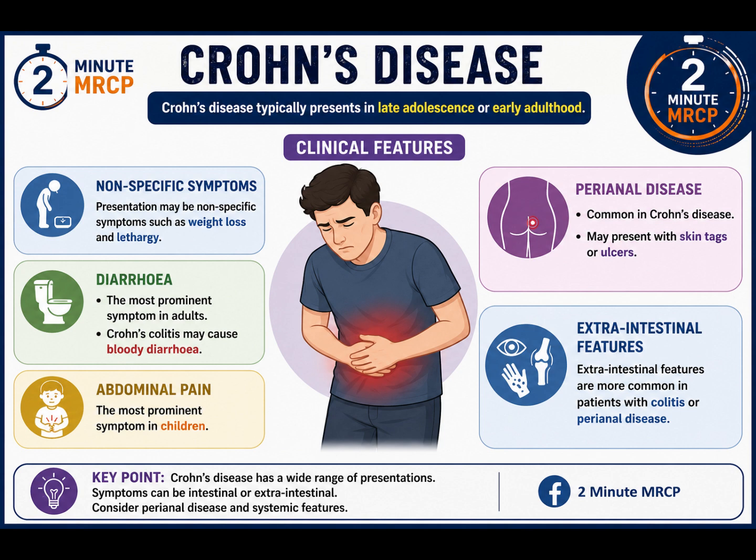Presentation may be nonspecific symptoms such as weight loss and lethargy. Diarrhea is the most prominent symptom in adults. Patients with Crohn's colitis may develop bloody diarrhea. In children, abdominal pain is often the dominant feature. Perianal disease may present with skin tags, ulcers, or fistulas. Extra-intestinal manifestations are more common in patients with colitis or perianal disease.